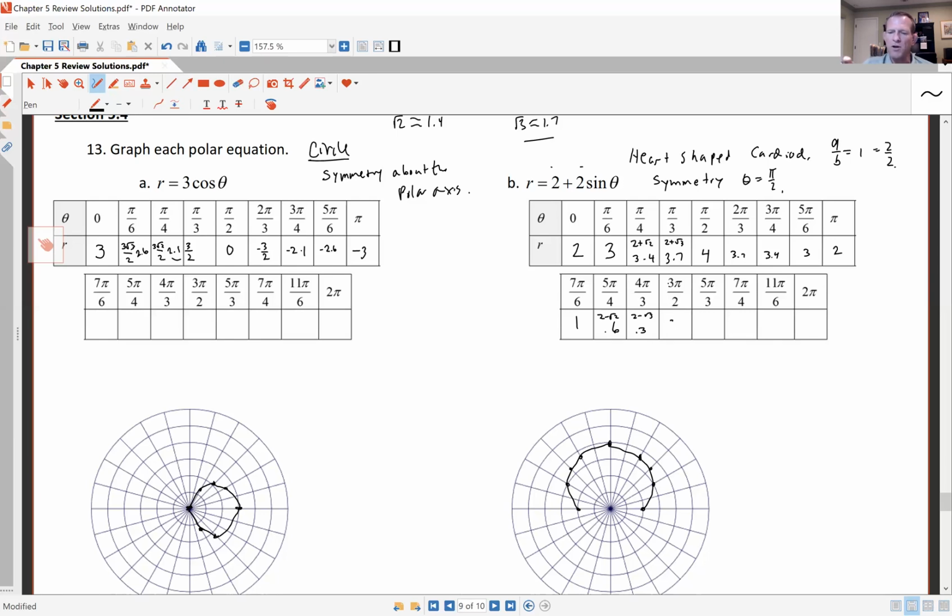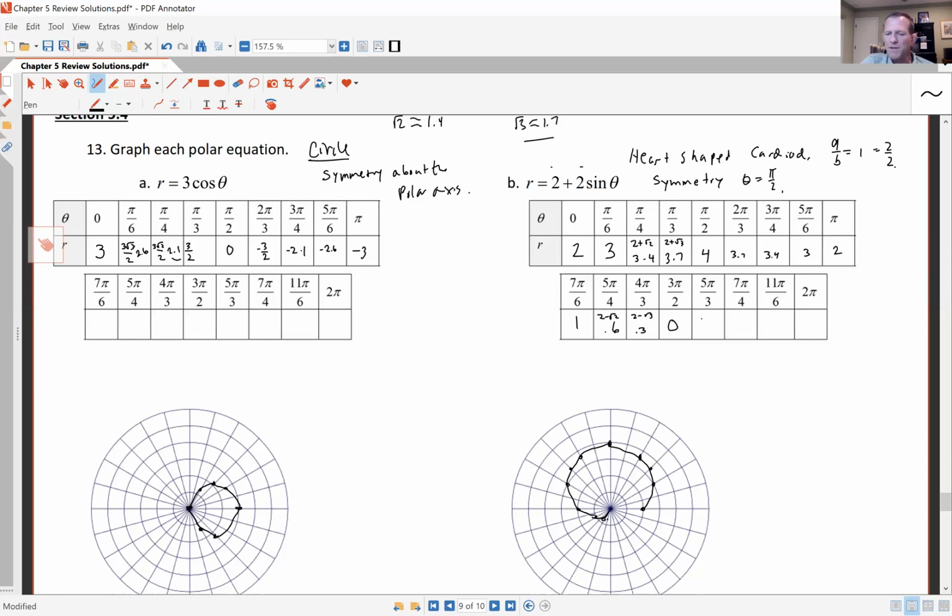This is why we get the heart-shaped cardioid, because it goes back to 0. At 7 pi over 6, we're at 1. At 5 pi over 4, we're at 0.6. At 4 pi over 3, we're at 0.3. And it gets back to 0 in here. It gets back to its pole.